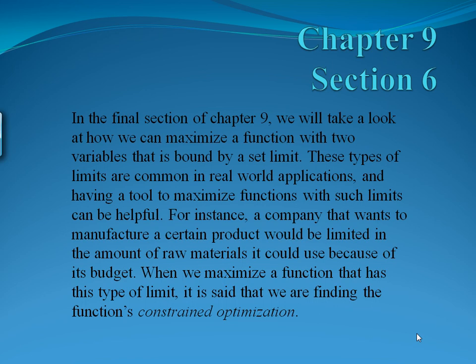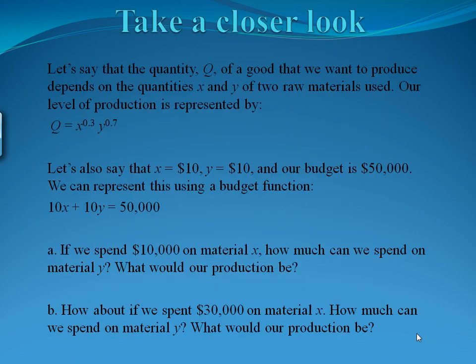When we maximize a function that has this type of limit, it is said that we are finding the function's constrained optimization. Let's take a closer look. So let's say that a quantity Q of a good that we want to produce depends on the quantities X and Y of two raw materials used. So we want to make something using two different materials represented by X and Y.